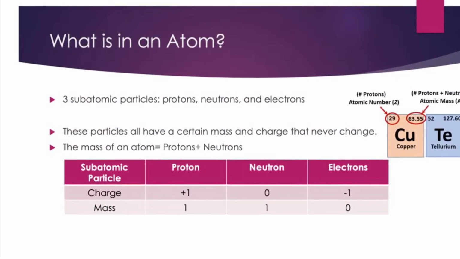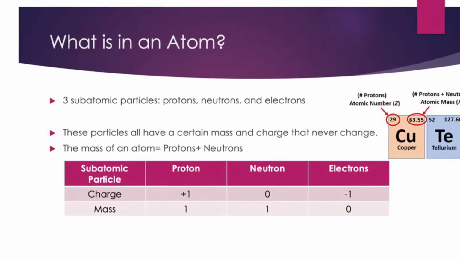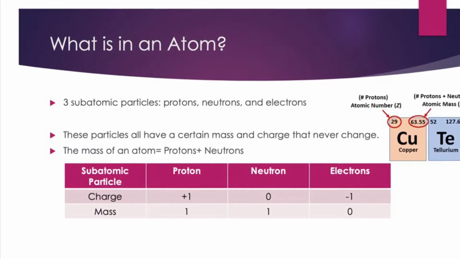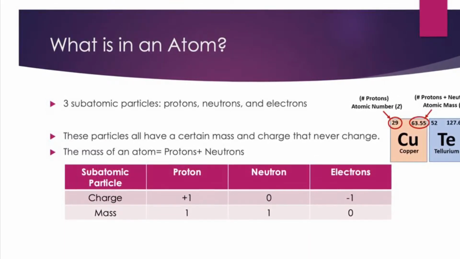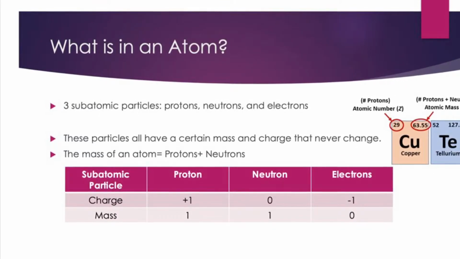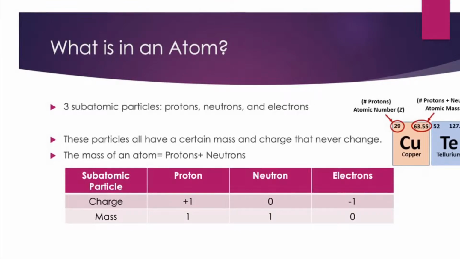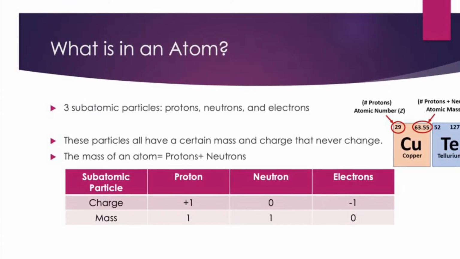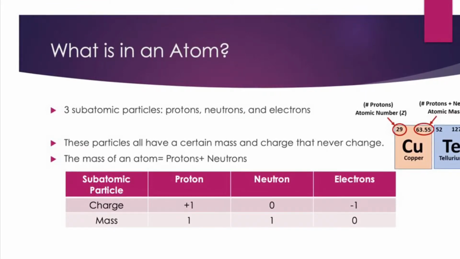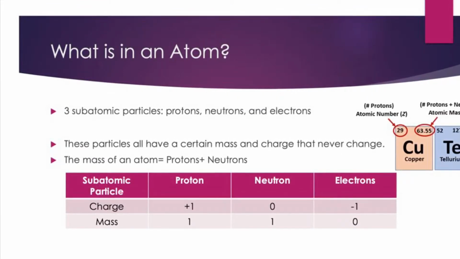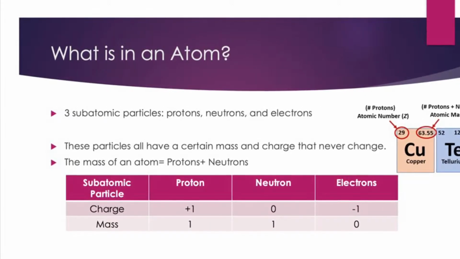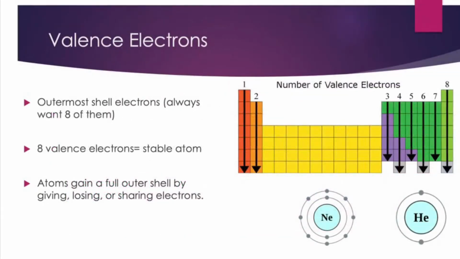Now, we all remember learning about atoms, but we're going to get a little refresher today. Atoms are made up of three subatomic particles: protons, neutrons, and electrons. These all have masses and charges that never change. Protons are also found at the top of each element, which is called the atomic number. And the atomic mass, which would be located usually at the bottom of each element in the periodic table, is made up of the addition between protons and neutrons.